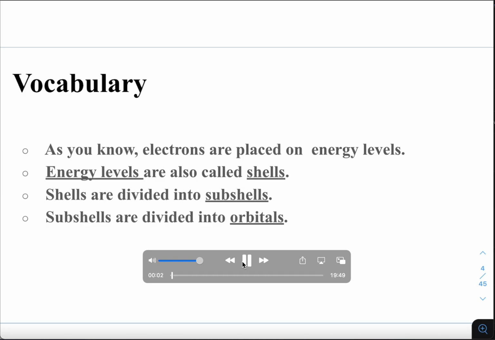In this video, I'm going to go through the 3 different ways to write an electron configuration. So here's just a little bit of vocabulary to help you out. Energy levels are also known as shells. So anytime I say shell, I mean energy level, which you're aware of. Shells are then divided into subshells, which can be further divided into orbitals. We only care about the orbitals in the last notation.